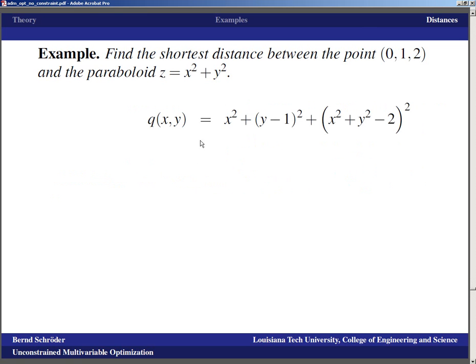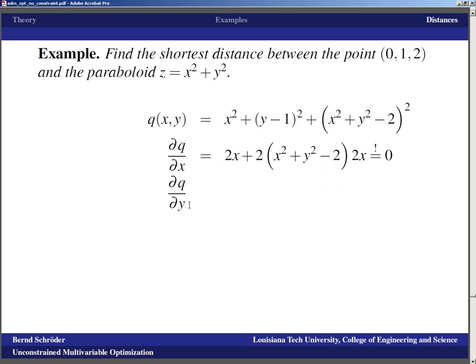So taking this function q, we need to find where the gradient is 0, so I need to find the partial derivative of q with respect to x. Well, that's 2x from here. The partial of (y minus 1) squared with respect to x is 0, and then the partial of (x squared plus y squared minus 2) quantity squared with respect to x is 2 times (x squared plus y squared minus 2) times 2x, and that's supposed to be equal to 0.